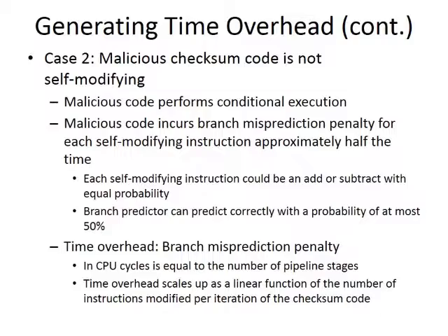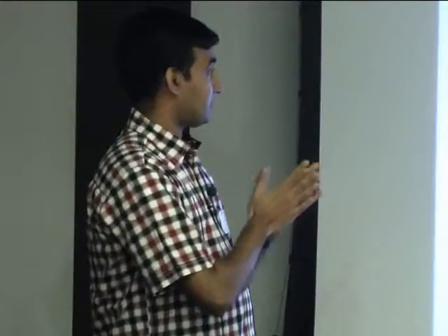Let's say the attacker's checksum code is not self-modifying, in which case the attacker now has to do conditional execution. Why is that? Remember, we said the self-modification is going to change an add or subtract instruction into an add or subtract instruction with equal probability. So the attacker has to figure out whether it has to execute an add or subtract, and it can't do that beforehand. It has to do that at execution time.